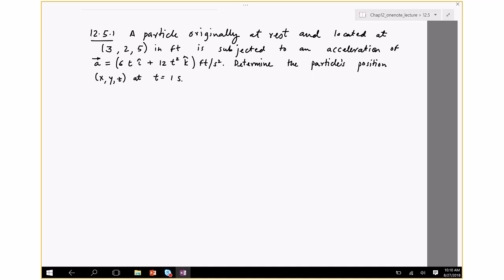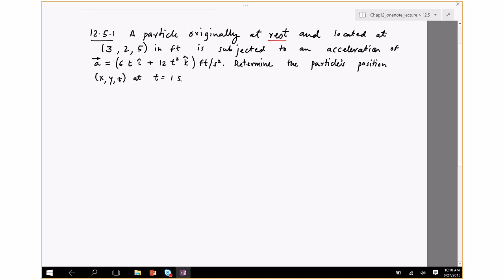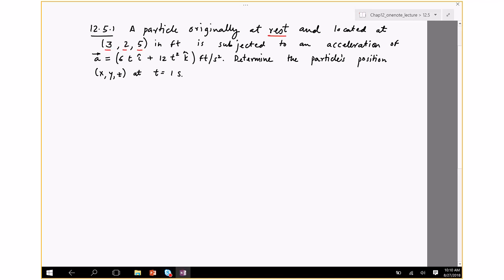Great. A particle originally at rest and located at 3, 2, 5, which means that the x position is 3, the y position is 2, and the z position is 5, is subjected to an acceleration of 6t i plus 12t square k. Determine the particle's position x, y, z at time t equals 1 second.